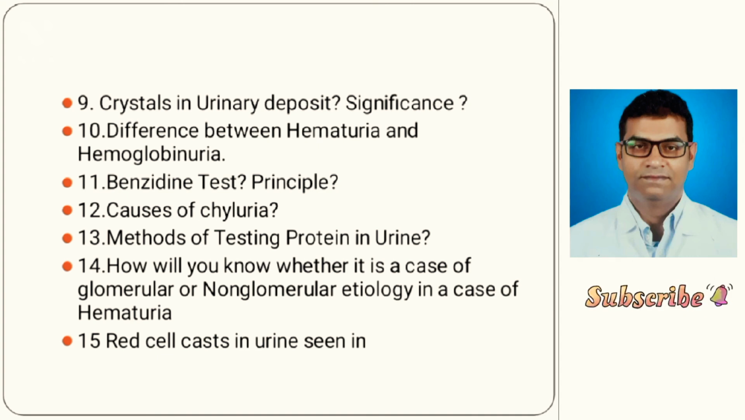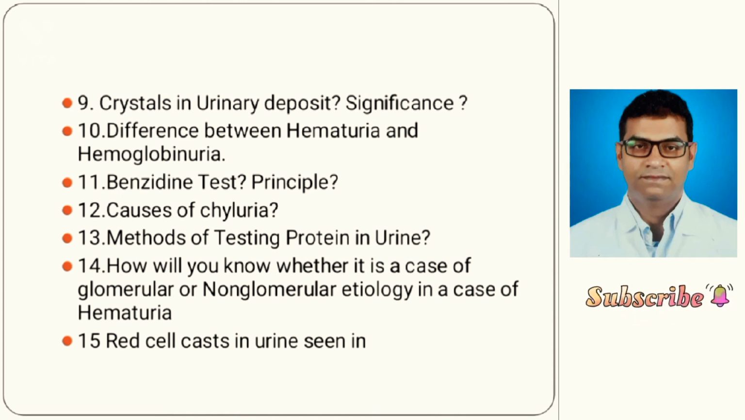Methods of testing proteins in urine. One is the heat and acetic acid test, the other is the sulfosalicylic acid method, and the third is Heller's test where we use concentrated nitric acid, and one more method is the dipstick method.